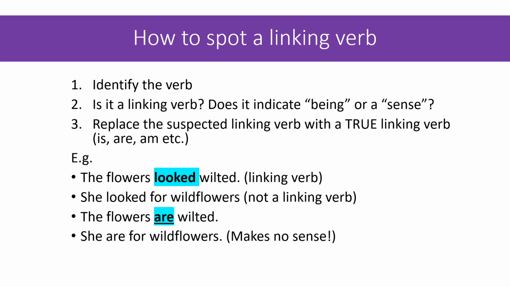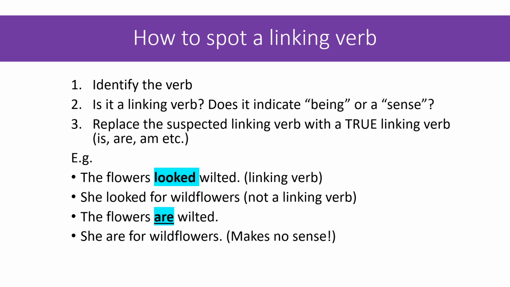How to spot a linking verb. Firstly, identify the verb. Secondly, is it a linking verb? Does it indicate a sense of being or a type of sense, your 5 senses? Then, number 3, replace the suspected linking verb with a true linking verb like is, are, am, etc. and then see if it works out.